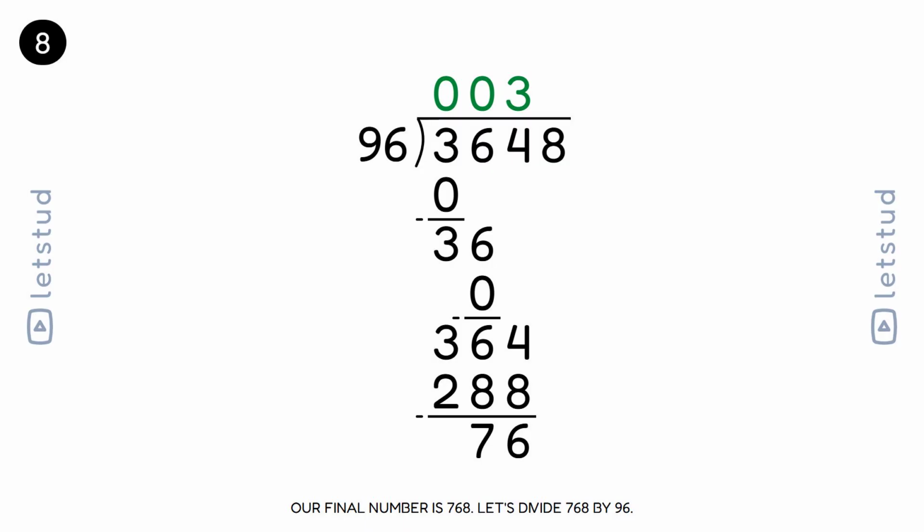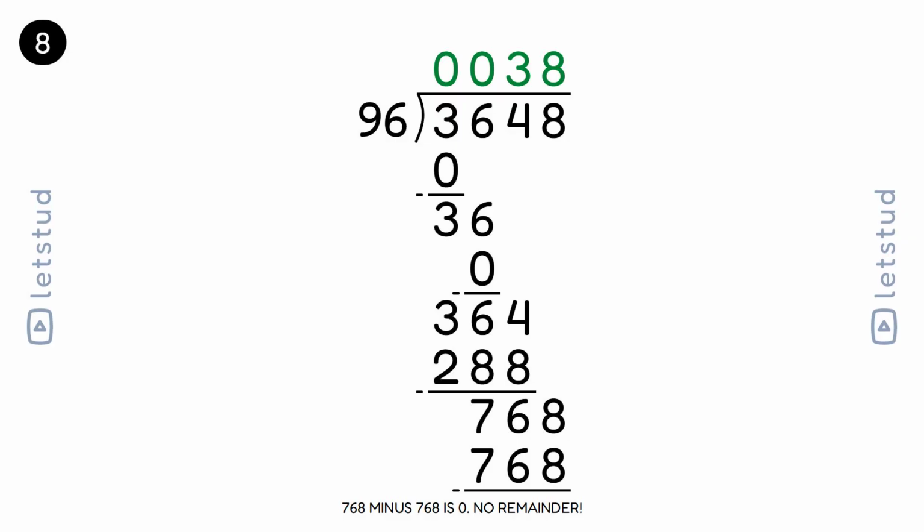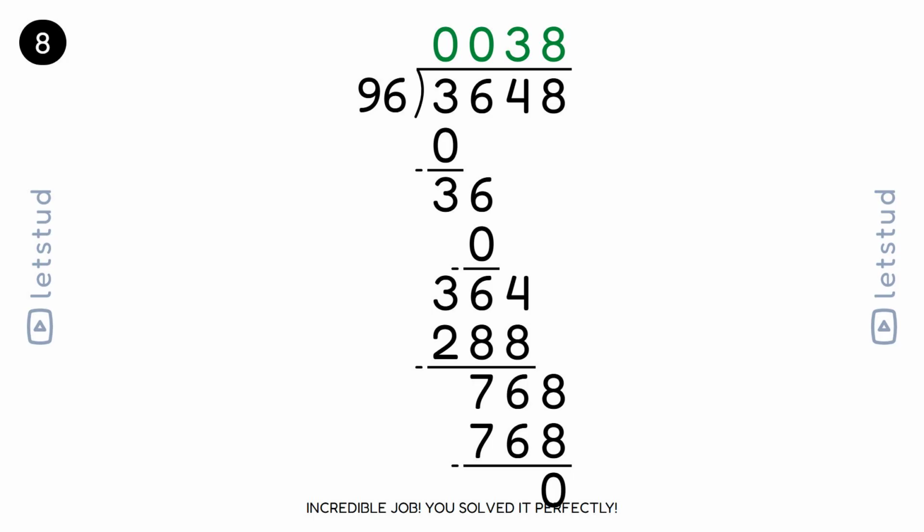Let's divide 768 by 96. We brought down the last 8, making it 768. 96 goes into 768 exactly 8 times. 8 times 96 is 768. 768 minus 768 is 0. No remainder. Incredible job, you solved it perfectly.